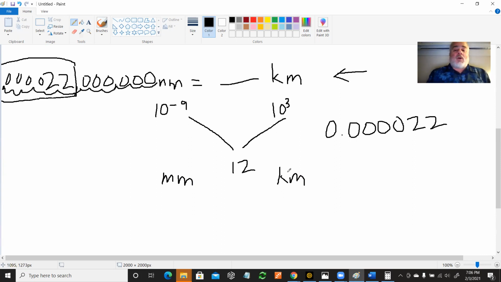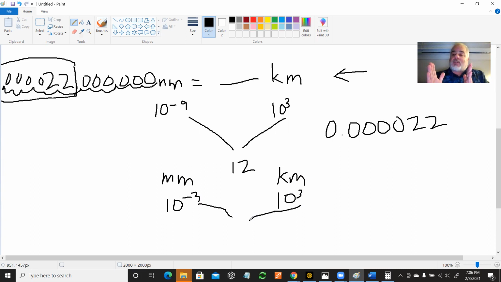All right. Well, kilo is still 10 to the 3. Millimeters is 10 to the minus 3. What is the distance between 3 and negative 3? It's a distance of 6. From negative 3 to 0 is 3 hops. From 0 to positive 3 is 3 more hops, a total of 6. The distance is always positive.